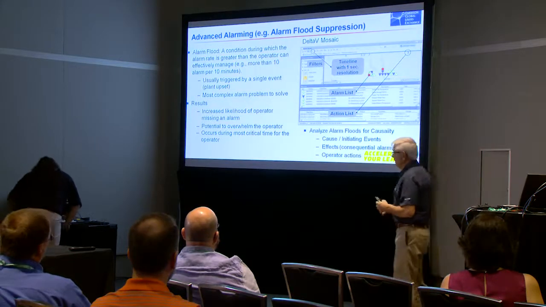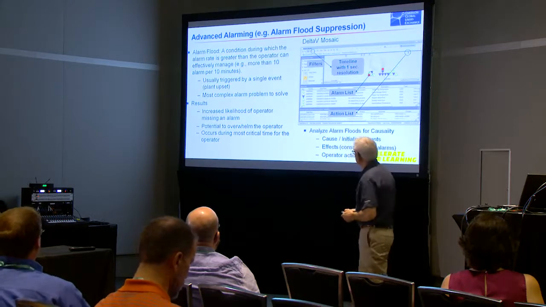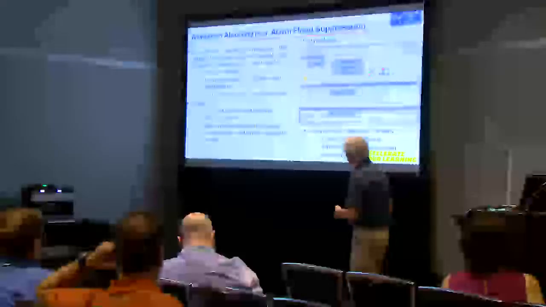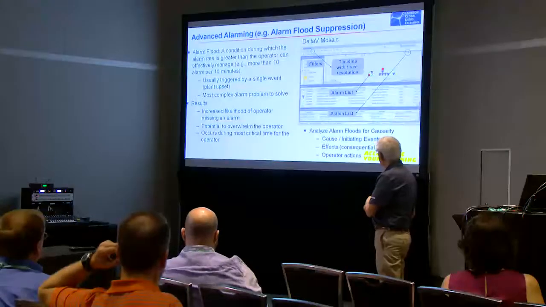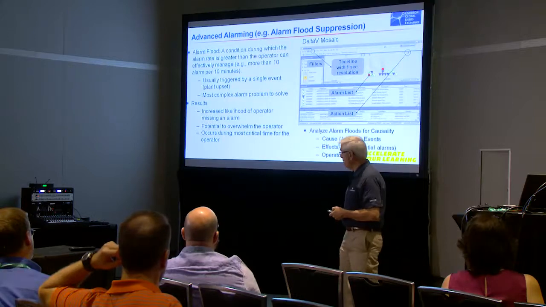So we're going to talk a little bit about some of the capabilities that exist in the DeltaV system in this realm of advanced alarming, and one is in the area of alarm flood suppression. We have a definition of the alarm flood, which is 10 alarms per 10 minutes or more. And what I'd like to bring to your attention in this particular slide is a new capability that is available for version 12 and version 13.